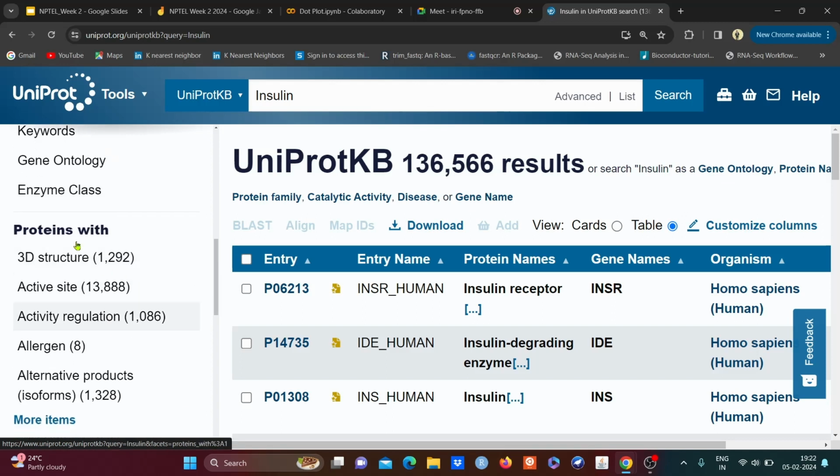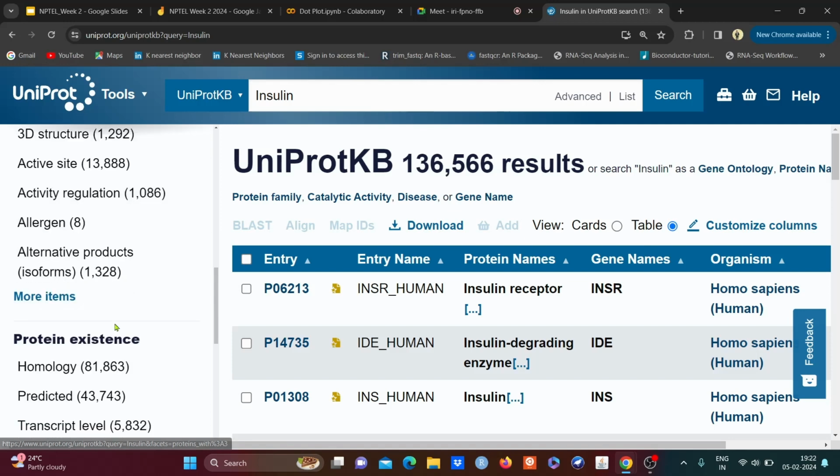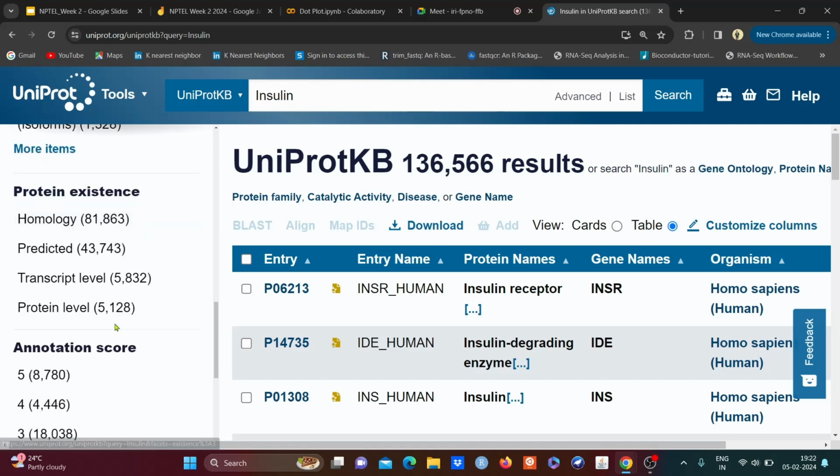Then we come to know the extra information, proteins with 3D structure. So our search has 1292 proteins with 3D structure available. This is experimental 3D structure available. Then active site information known, activity regulation known, and all other extra information has been given here.